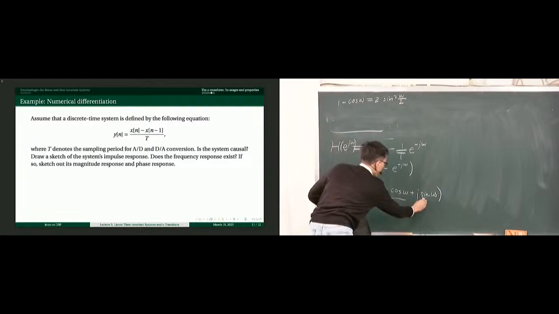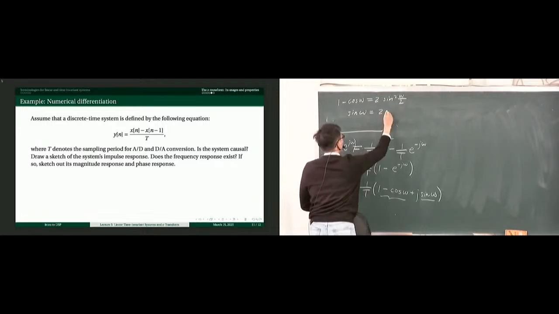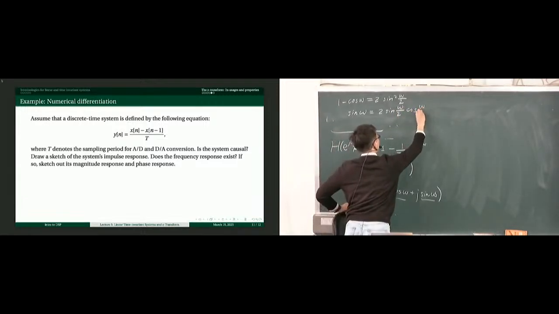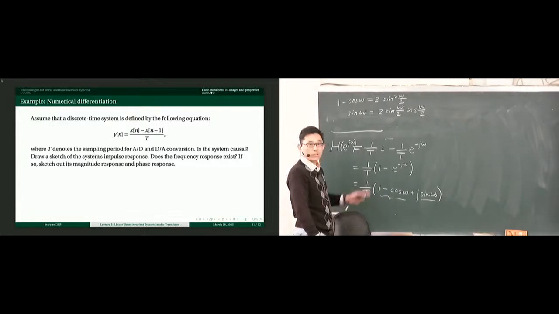But then what is sine omega? It can also be expressed as 2 sine omega divided by 2 cosine omega divided by 2. Why do I do that? The reason will become clearer. So I'm going to use these two trigonometric identities, 三角恒等式. They turn out to be useful.